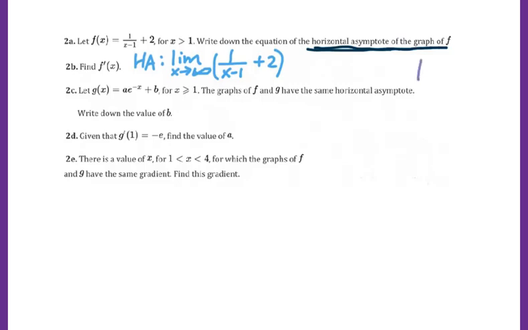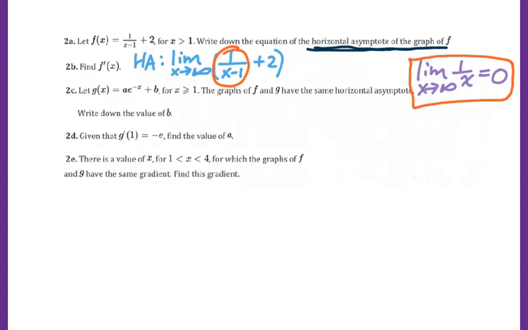We know this is the rule: 1 over x equals 0. Therefore, this one will be equal to 0, because infinity minus 1 is still infinity, and 1 over infinity equals 0. Then the 2 will stay because it is a constant number. We will write down y equals 2. This will be the horizontal asymptote line.